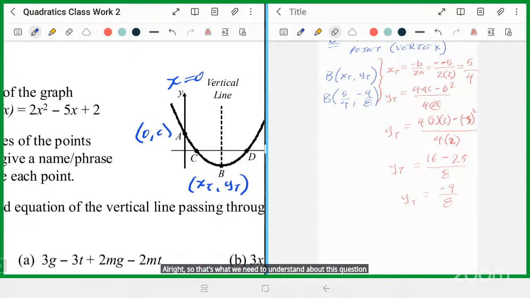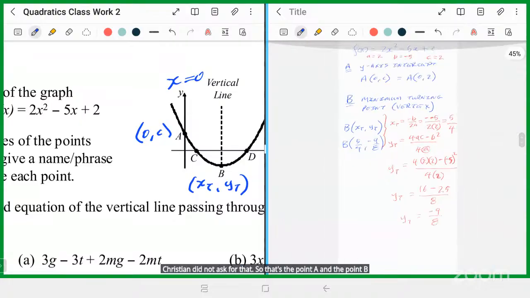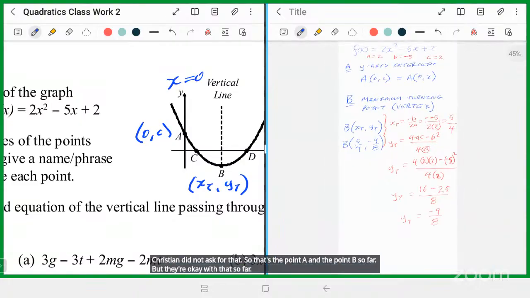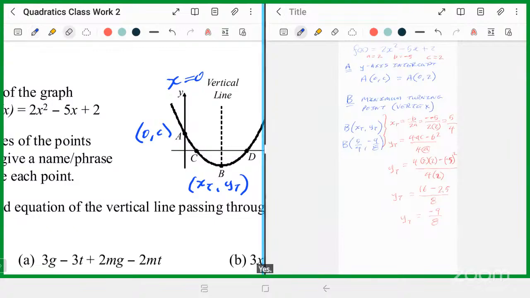If you did that, you're basically giving away time doing it, but you're not getting any marks for it. The question did not ask for that. So that's the point A and the point B so far. Everybody good? Everybody okay with that so far? Yes, sir.